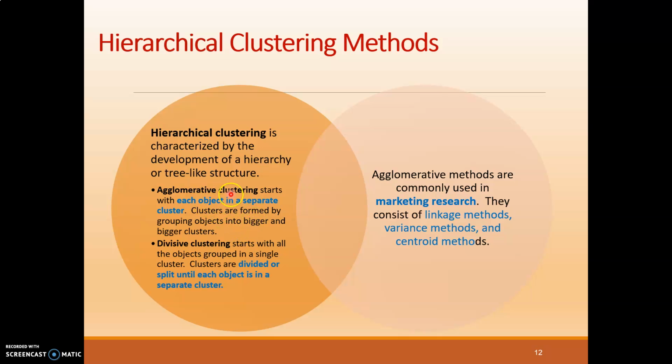So this type of clustering is agglomerative clustering. Divisive clustering means it starts with all the objects grouped in a single cluster. So clusters are divided or split until each object is in a separate cluster. This is the difference between agglomerative clustering and divisive clustering. Agglomerative methods are commonly used in marketing research. They consist of linkage methods, variance methods and centroid methods.